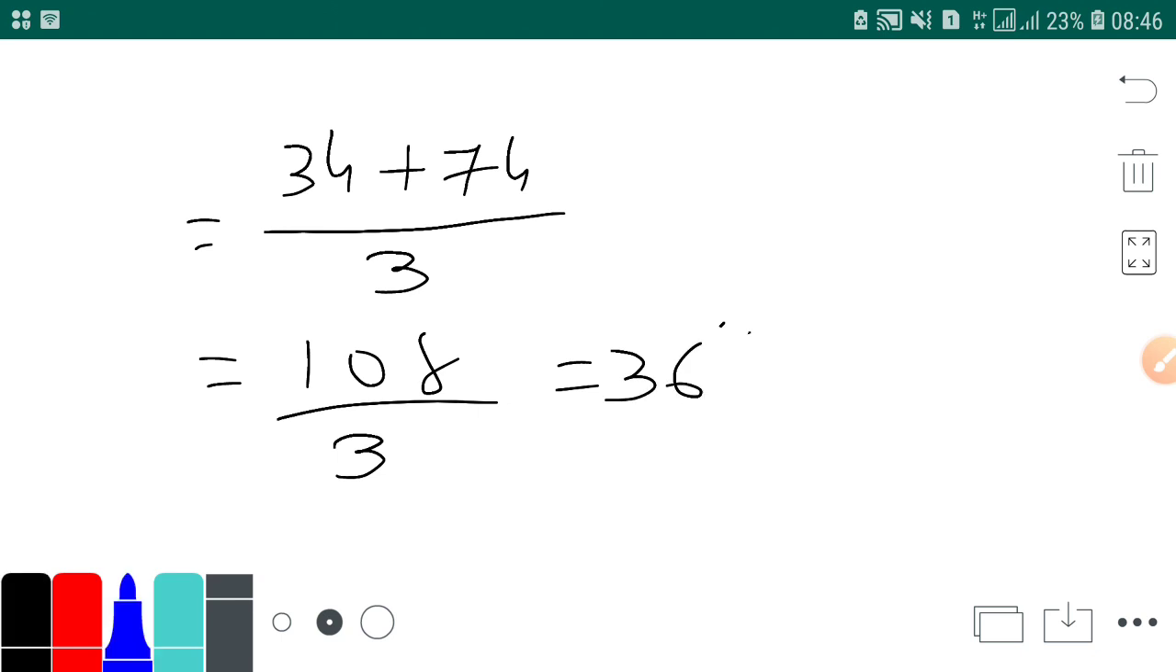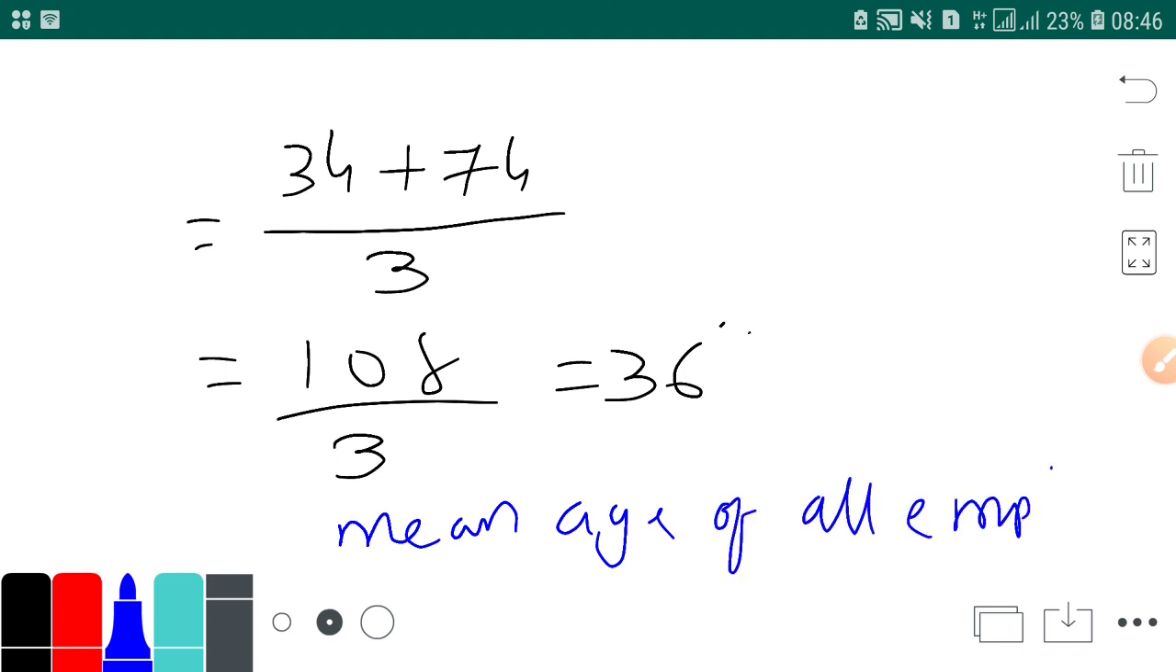What was asked of you? You were asked to find the mean age of all the employees of the office. So the mean age of all employees is 36 years.